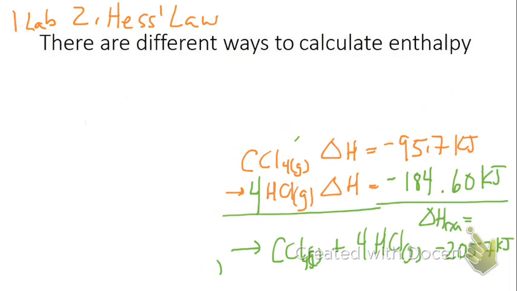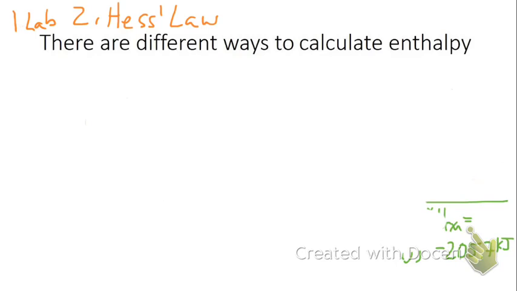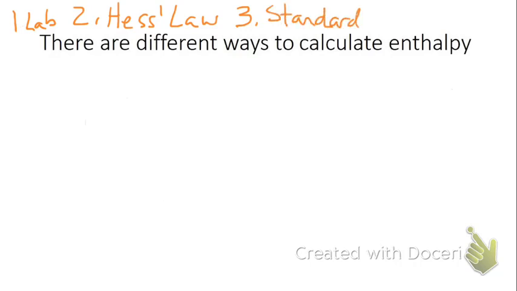I apologize, I'm erasing this very slowly, but I want to keep up the same slide and the same notes on top, because we're going to do one more way. So there's 3 ways we can calculate delta H. The first way is to go into the lab to calculate it using a calorimeter. The second way is through Hess's law. The third way is using standard states. And so standard states are where these states of matter are most stable.